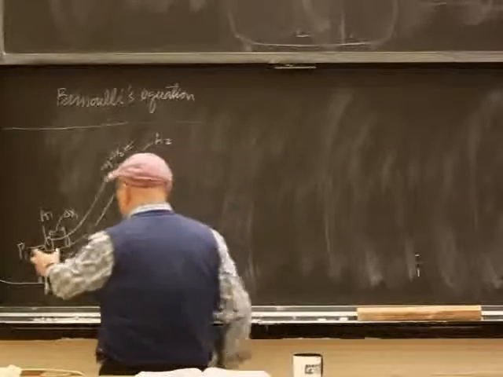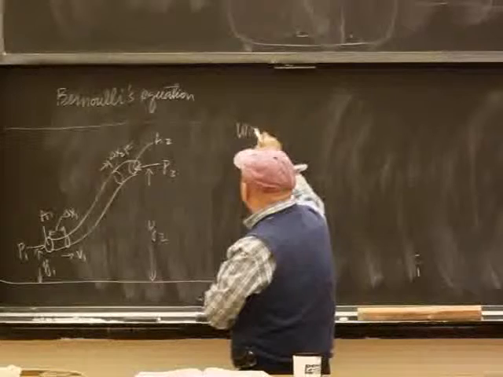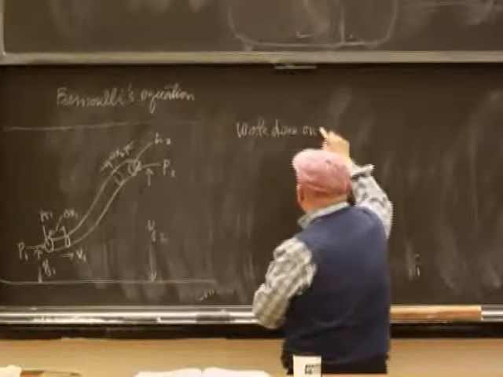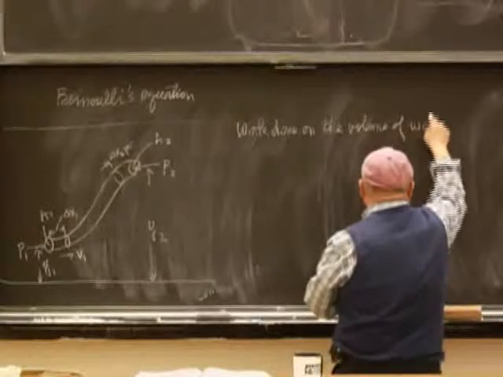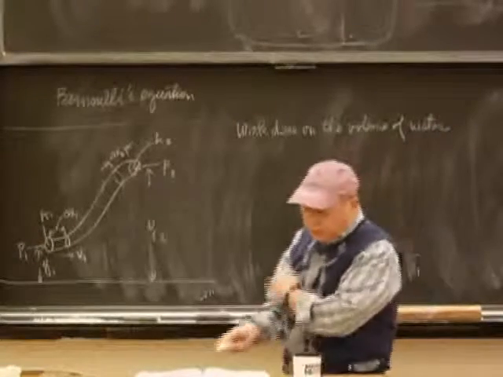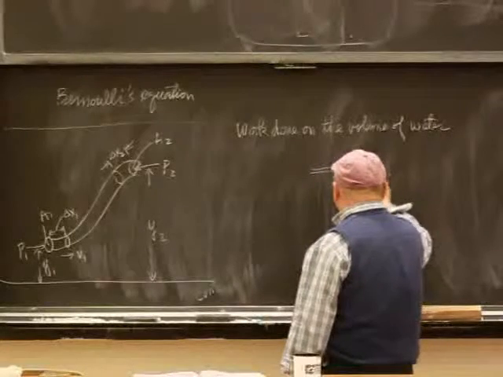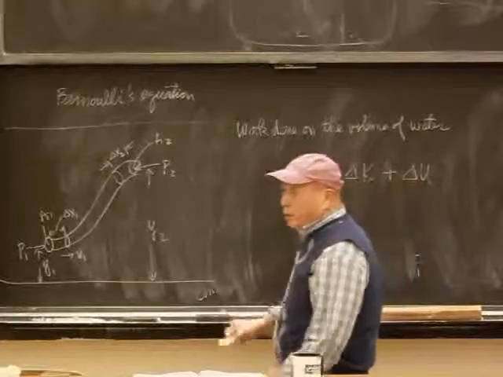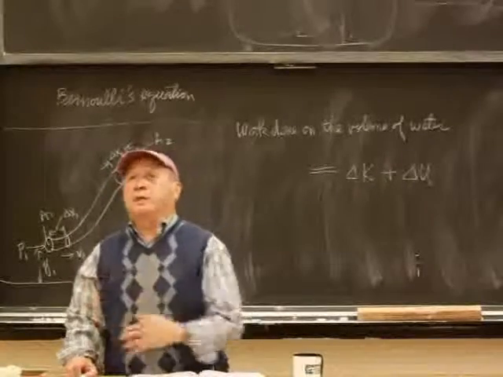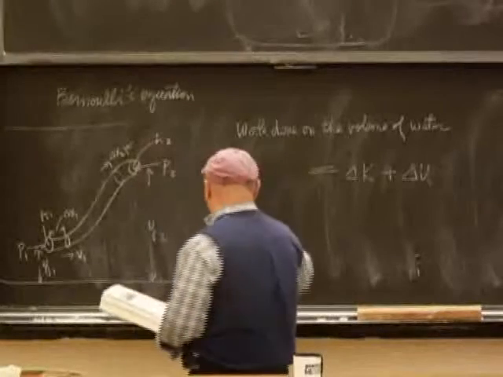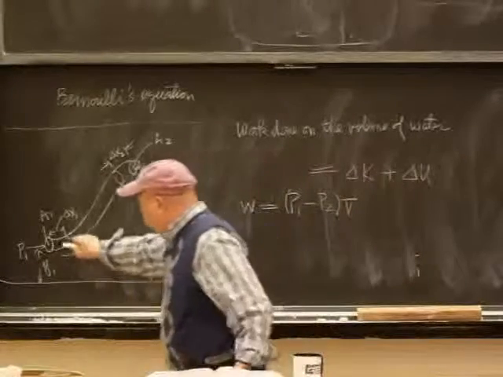In order for the column of water to flow, there must be work being done. So work done on the volume of water equals what? When work is being done, obviously we change delta K plus delta U. When work is done on an object, the kinetic energy changes and the potential energy changes. So let's say the work done is P times V, the volume. The volume is here.